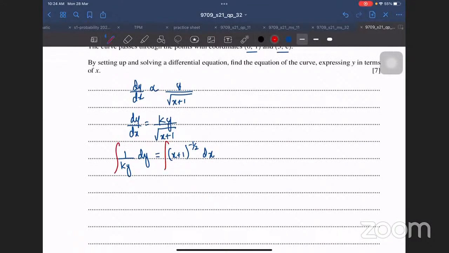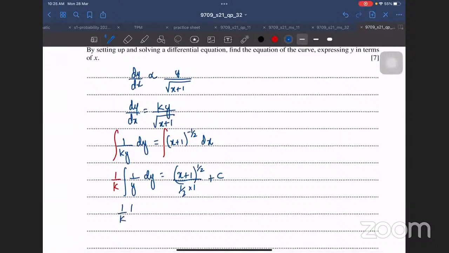Integrate on both sides. Now can I pull this out and say this becomes 1 over k? Right, now I am integrating it. Okay. I get 1 over k ln y equals 2 times the root, plus c.